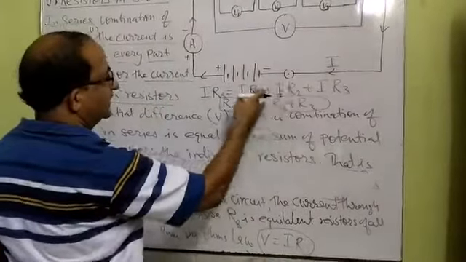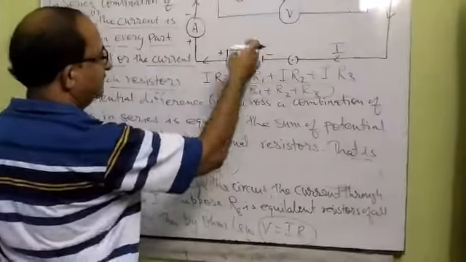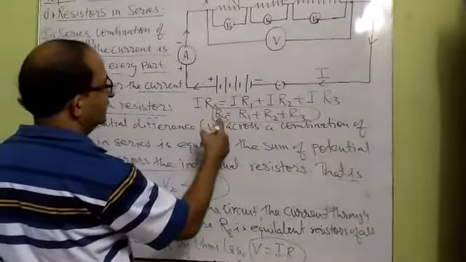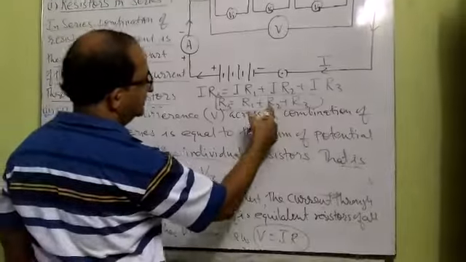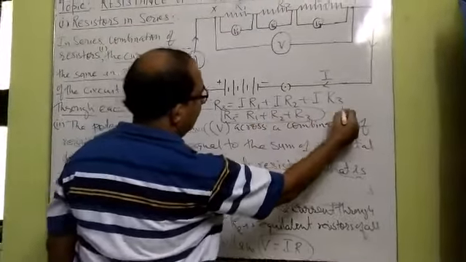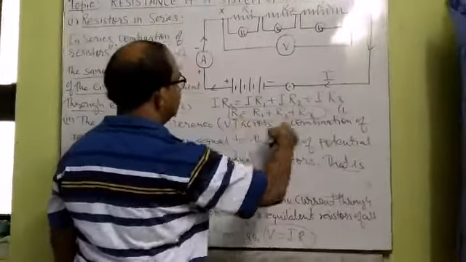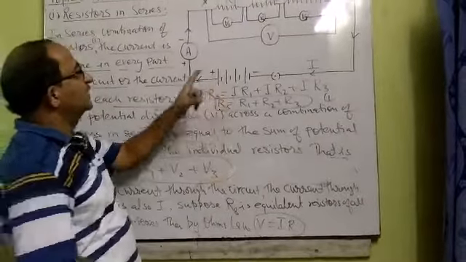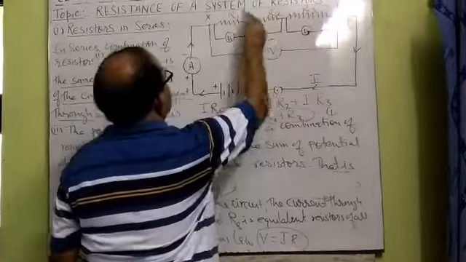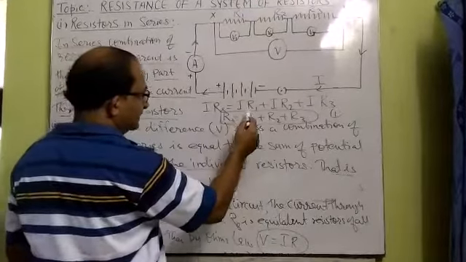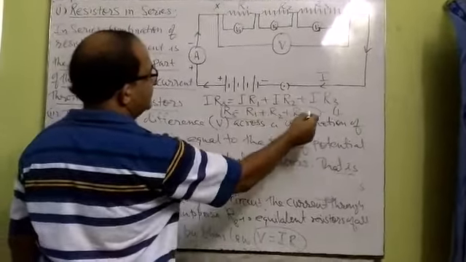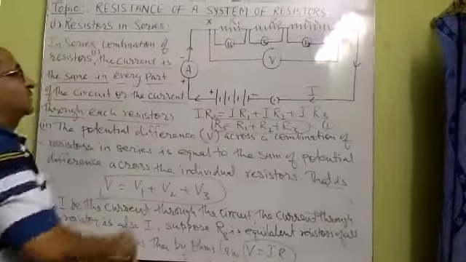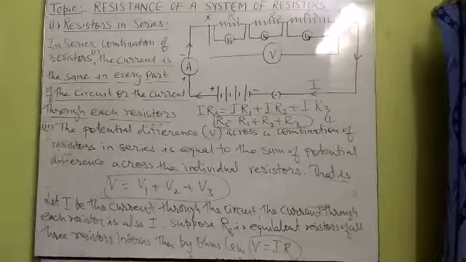After taking I as a common factor from the right side, it cancels with I on the left side, and only the relation RS equals R1 plus R2 plus R3 is left. This is the formula for calculating the equivalent resistance of resistors connected in series. It means the sum of the individual resistances is equal to the equivalent resistance of the whole series combination.